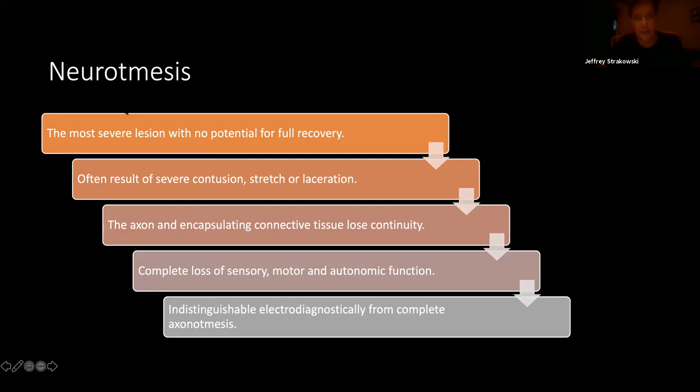Neurotmesis is entirely different. Okay, and this is the most severe lesion. It has no potential for full recovery without intervention. So this is going to be from a severe contusion, stretch, or a laceration. And the axon encapsulating connective tissues lose continuity. So this is one where we really have to intervene surgically if we determine that that's what the condition is. So we'll have a complete loss of sensory function, motor function, and autonomic function. And this is indistinguishable electrodiagnostically from complete axonotmesis. Okay, and that's a critical thing where our imaging comes into play.